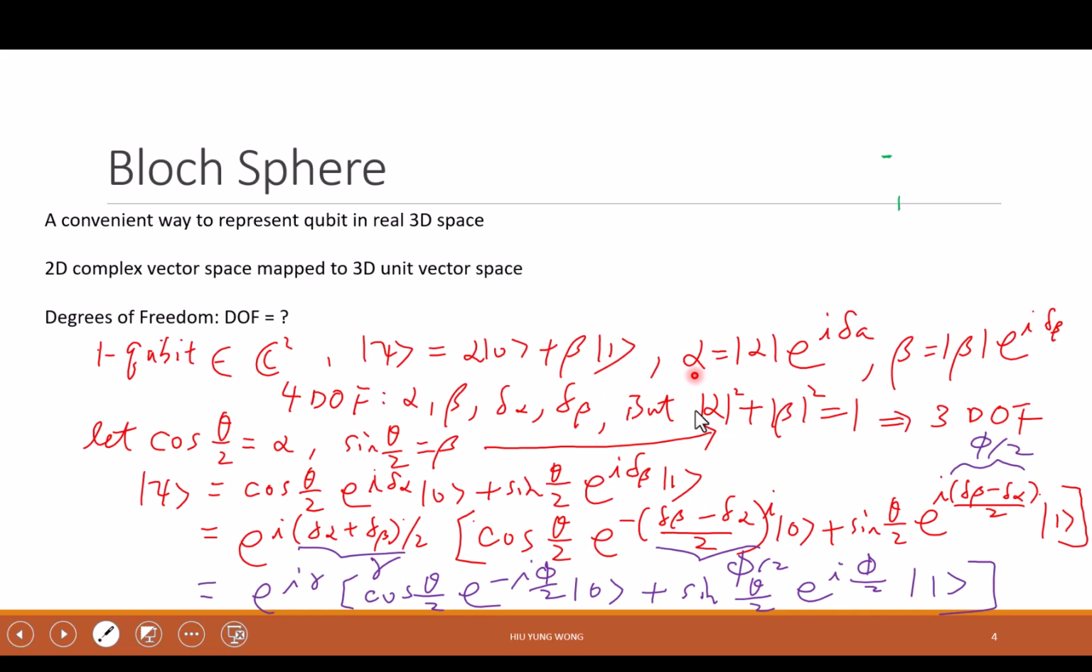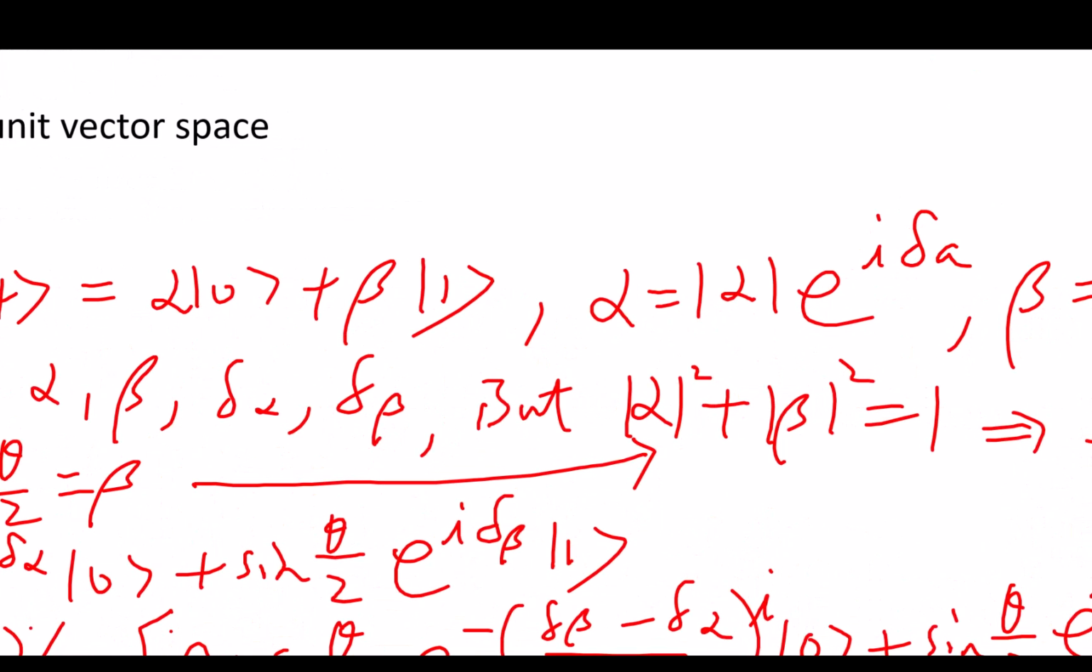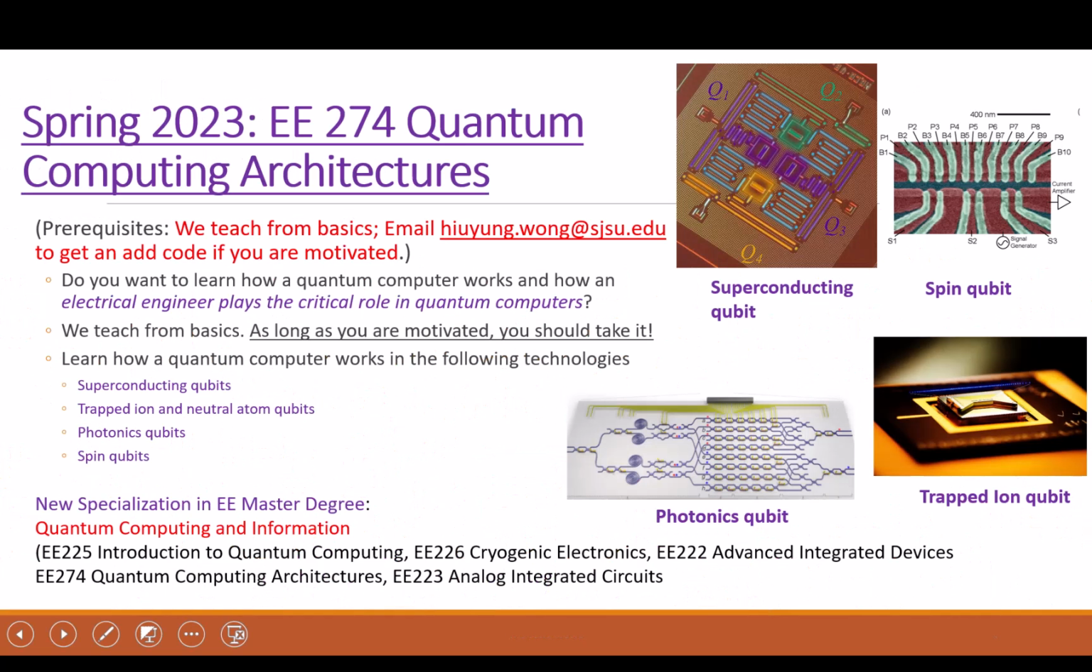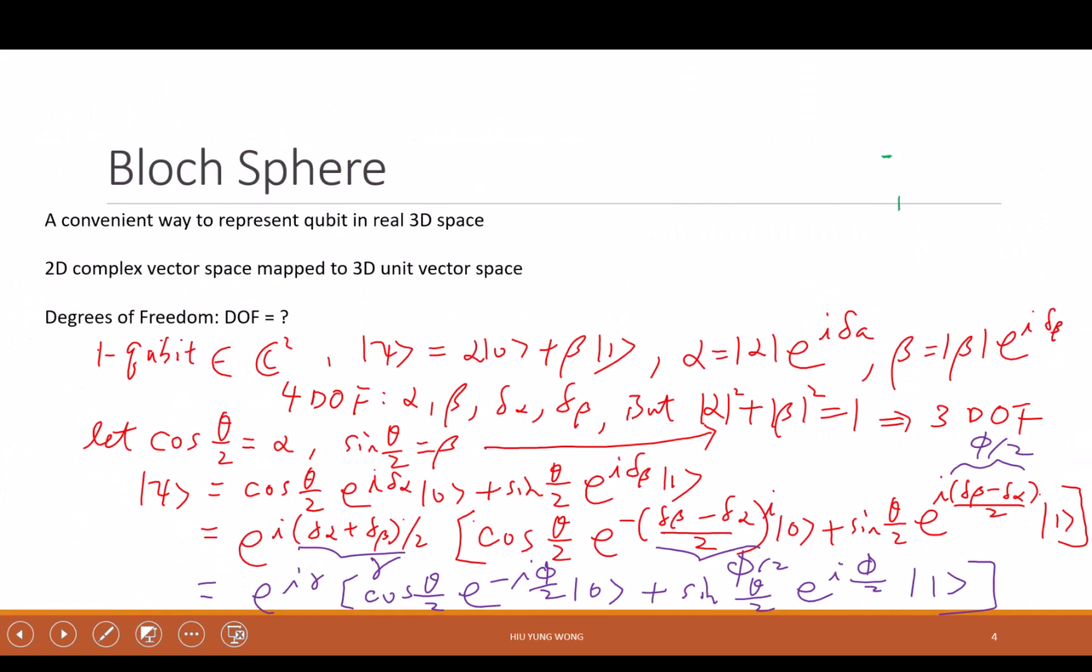On the other hand, I can also say that any complex number is equal to its magnitude times a phase, e to the power i delta a, right? Delta a is one number, one parameter, right? Phase is the angle, right? You draw on the complex plane, you have the magnitude and also the angle that give you a complex number, right?